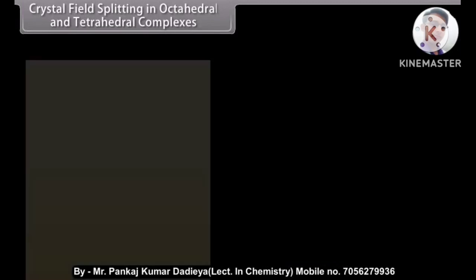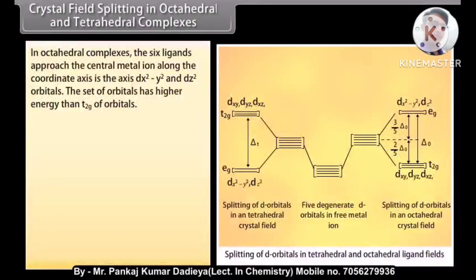Crystal field splitting in octahedral and tetrahedral complexes. In octahedral complexes, the 6 ligands approach the central metal ion along the coordinate axis, that is the axis of dx2-y2 and dz2 orbitals. The set of eg orbitals has higher energy than the t2g orbitals.